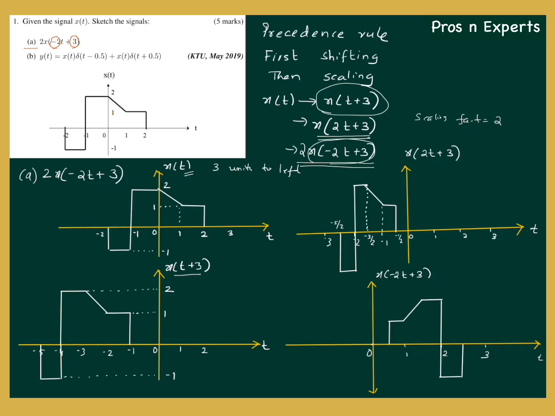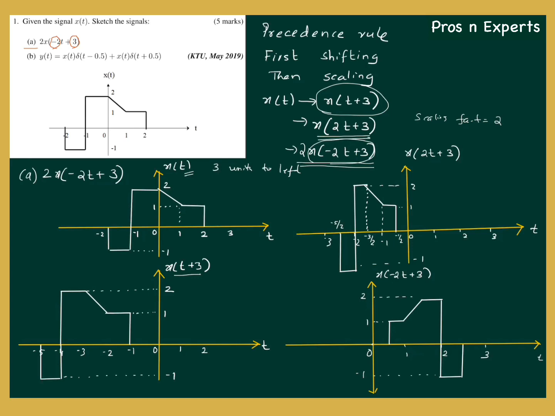If it is x of -2t plus 3, then its amplitude should be, here it was 1, here it was 2, and this was -1. So no change in amplitude. Here it is 1, here it is 2, and this amplitude will be -1.